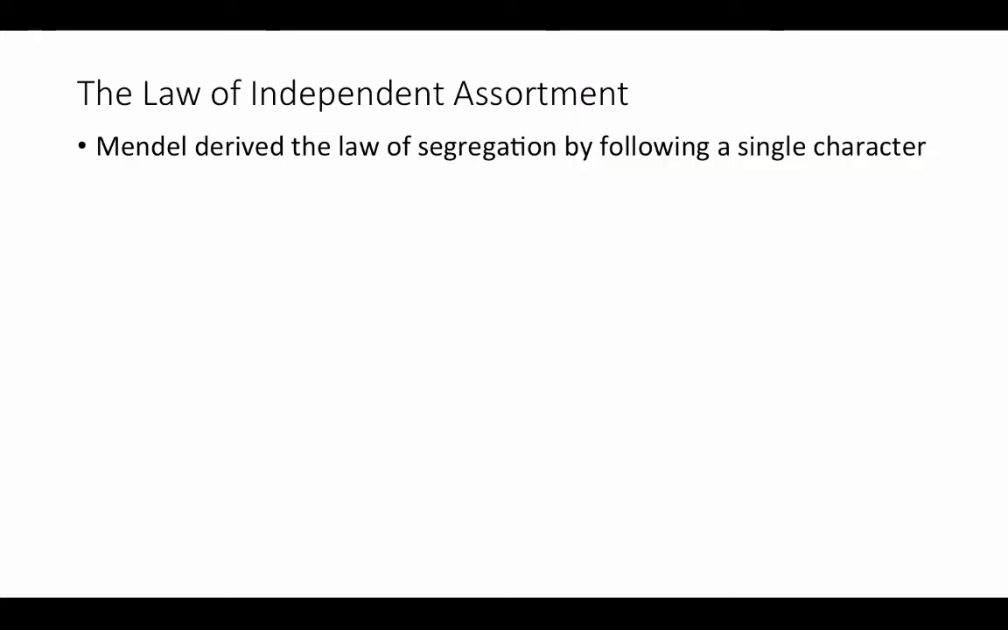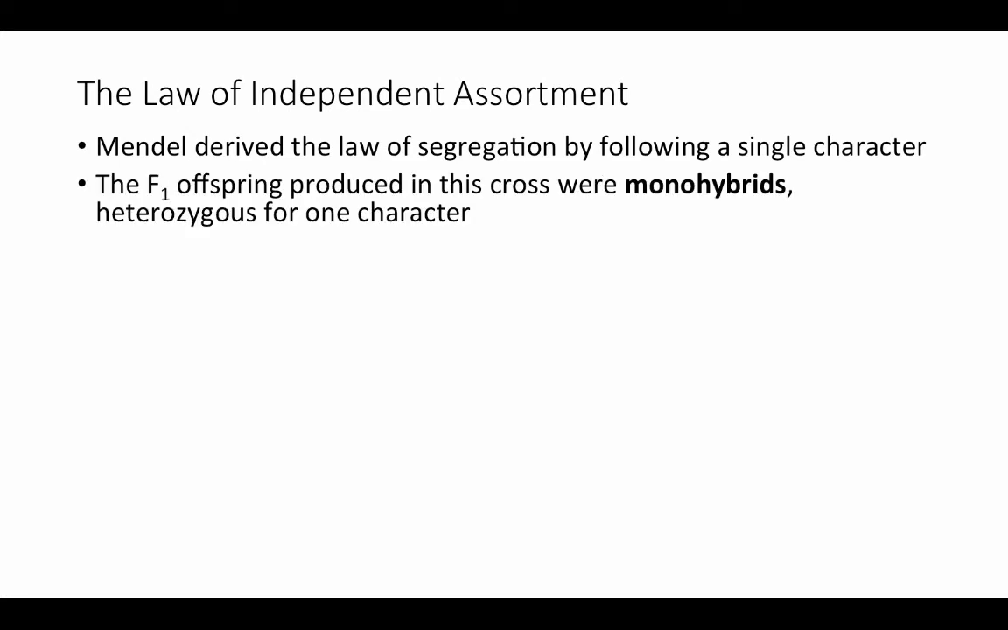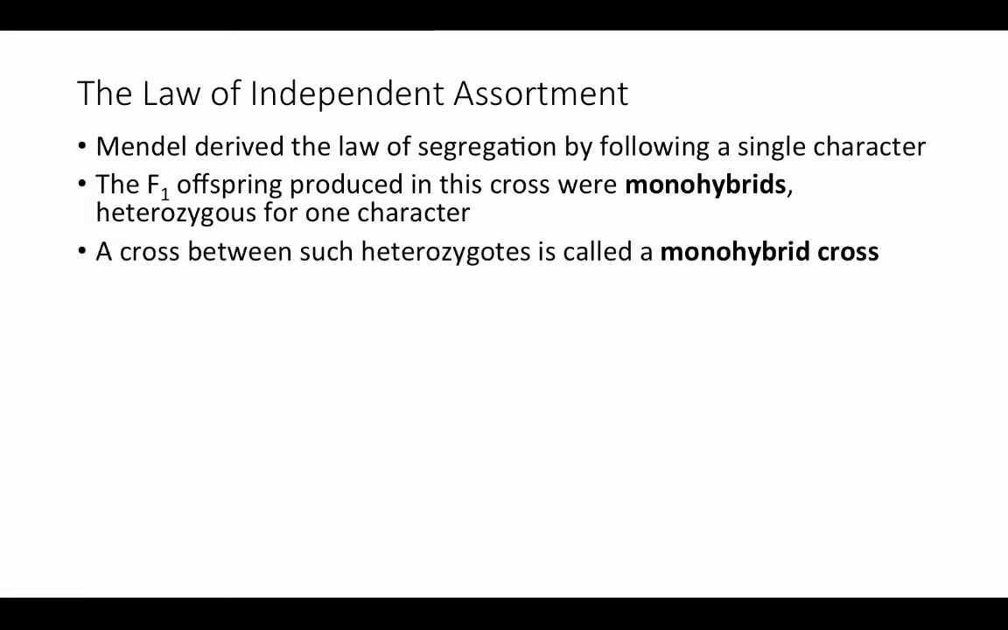The other of Mendel's important genetic laws that he discovered is called the law of independent assortment. So Mendel derived the law of segregation by following a single character. And so the F1 offspring produced in this cross were called monohybrids. So the F1, remember, were all heterozygotes for that one character that he had isolated. Mono means one, so they're going to be a hybrid for one single character. So a cross between such heterozygotes is called a monohybrid cross.